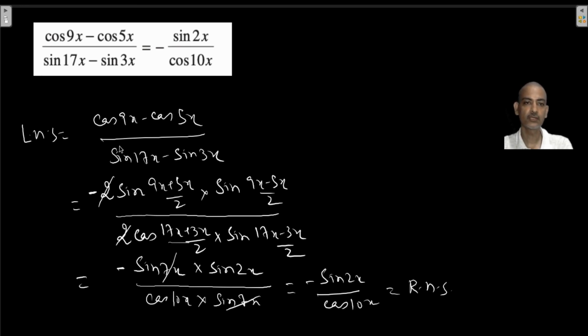So this is a much simpler problem wherein you had to just apply the formula. When you see some expression like cos C minus cos D or sin C minus sin D, you try to work with them, rather than working from the right hand side, wherein you would have had to convert sin 2x into this, which was much more difficult than converting the left hand side to the right hand side.